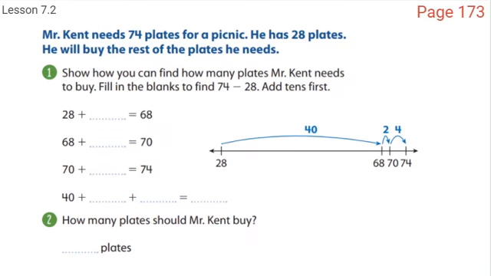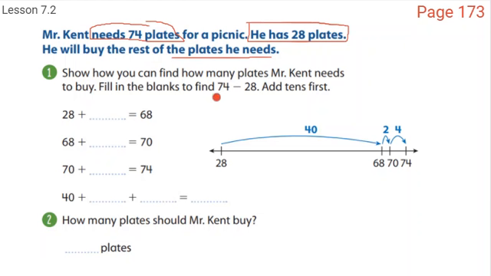Let's take a look at here. Again, you need to do this yourself. It's already modeled out here for you, but I will read it to you. Mr. Kent needs 74 plates for a picnic. He has 28 plates. He will buy the rest of the plates he needs. Show how you can find how many plates Mr. Kent needs to buy.